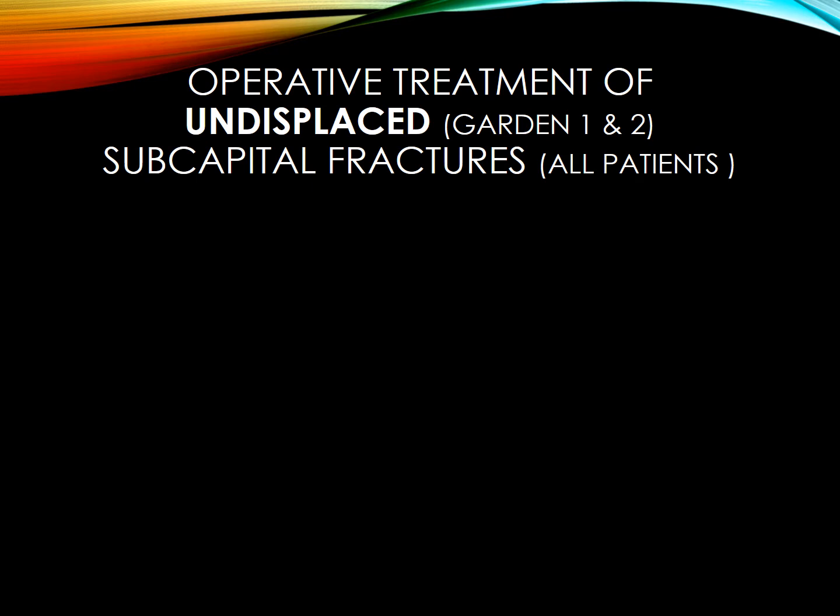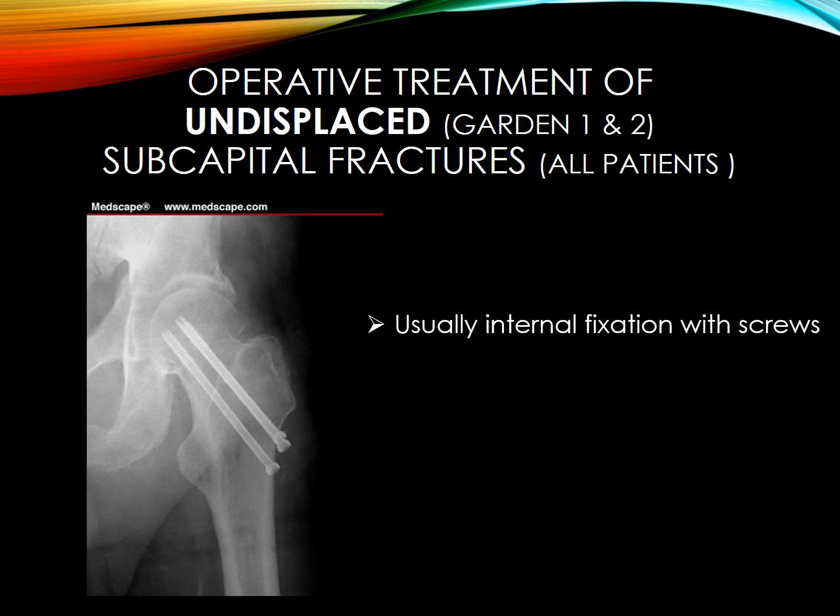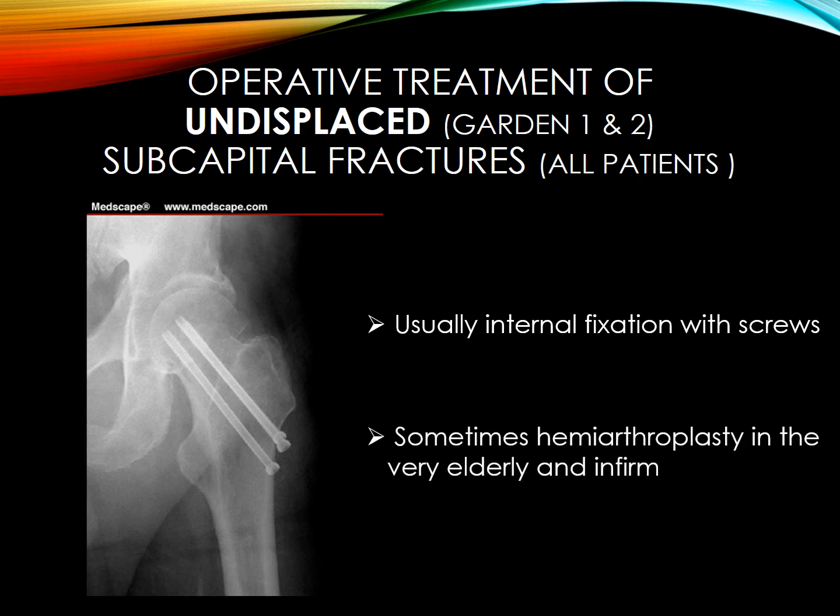So what are the operations? So the operations for an undisplaced subcapital fracture: in this situation the risk of avascular necrosis is low, so you can just fix the fracture with a couple of screws. That said, very often these days we would do a hemiarthroplasty, which is essentially removing the femoral head and replacing it with a metal prosthesis, because the bones in these elderly patients are very osteoporotic. And even if you put two screws in, it can wobble around a bit.